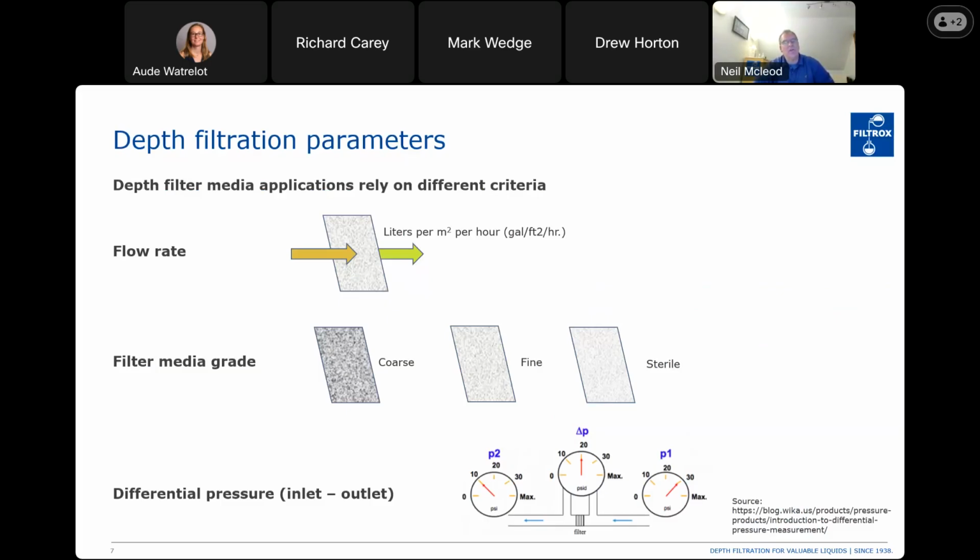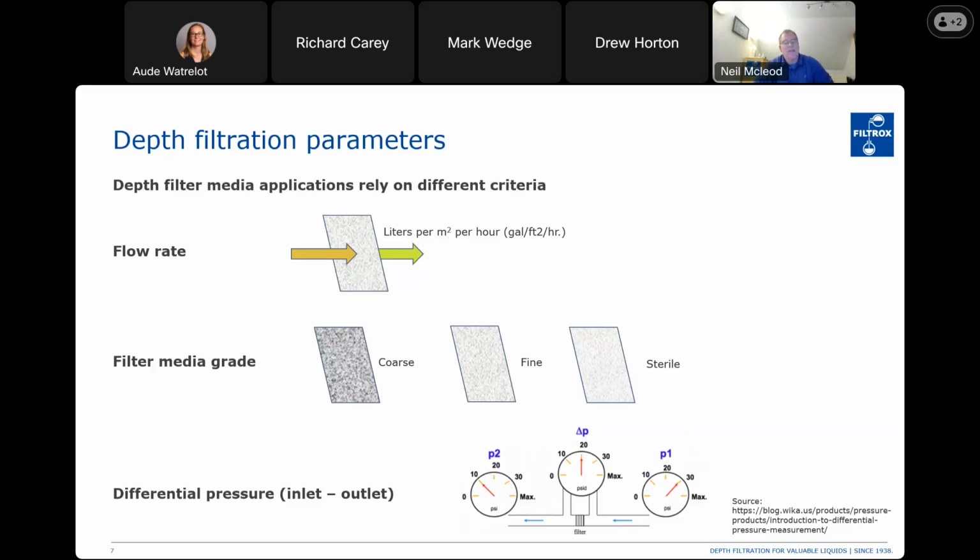Being a nominal filter, if you were to double the flow rate, you'd quite happily get the wine to pass through the filter, but you'd start carrying through the particulate that you're targeting to trap. So then we look at the filter media grades, and we'd look at coarse, fine to sterile, and we'd actually adjust the flow rates accordingly to ensure we get the right quality product.